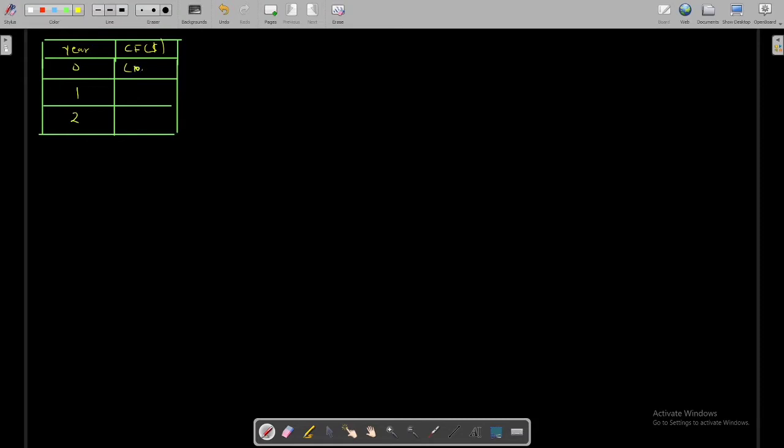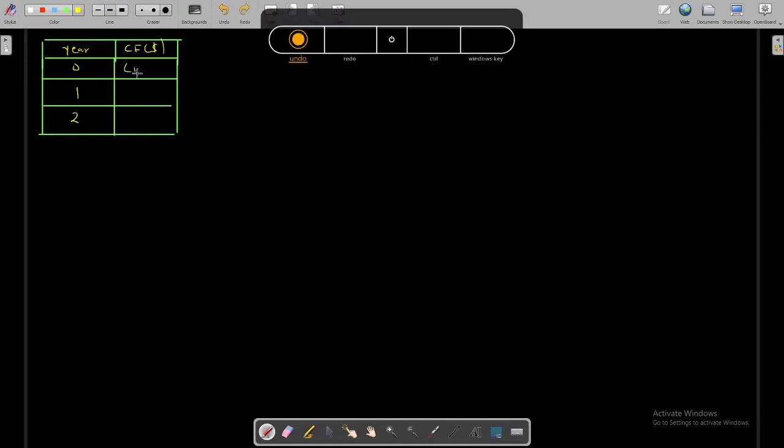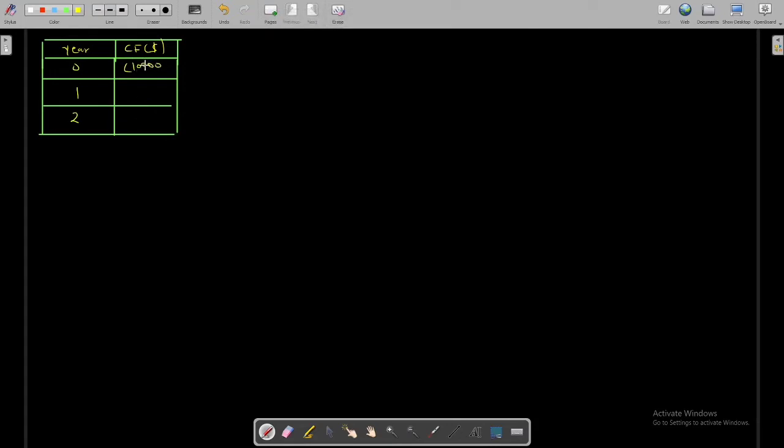The first one is $10,000, the second is $6,000, and the third is $8,000. The cost of capital is 10%. Now let's find the internal rate of return, or the rate at which the NPV will give us 0.